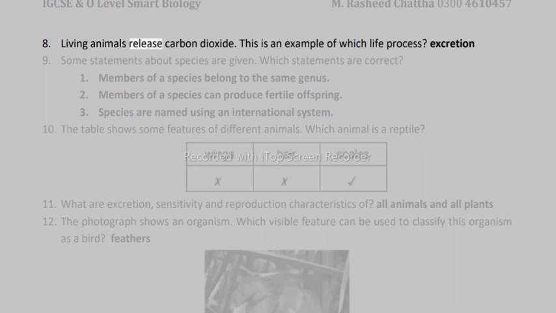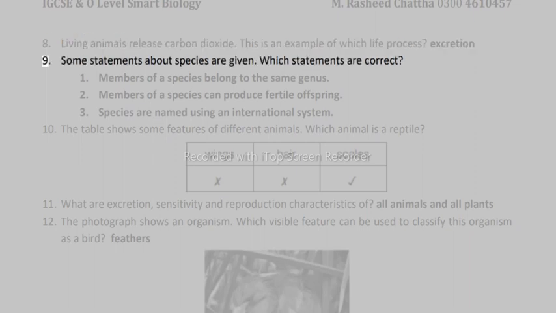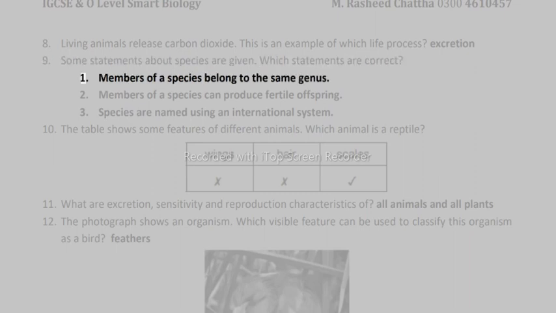8. Living animals release carbon dioxide. This is an example of which life process? Excretion. 9. Some statements about species are given. Which statements are correct? 1. Members of a species belong to the same genus. 2. Members of a species can produce fertile offspring. 3. Species are named using an international system.